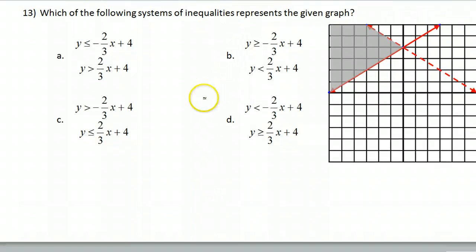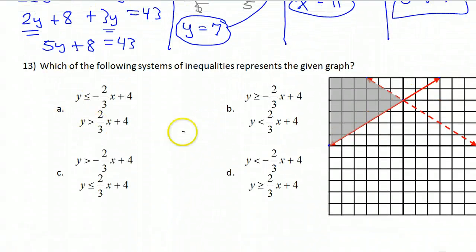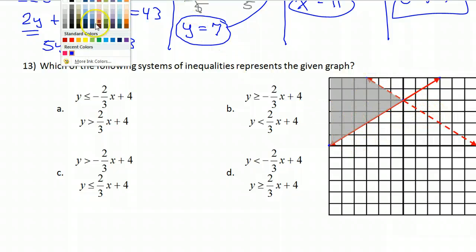I think this is the last one, so number 13. This is just multiple choice. Which of the following systems of inequalities represents this graph? Pay attention to a couple of things. We have a solid line and a dotted line. Let's make up some equations for these guys.